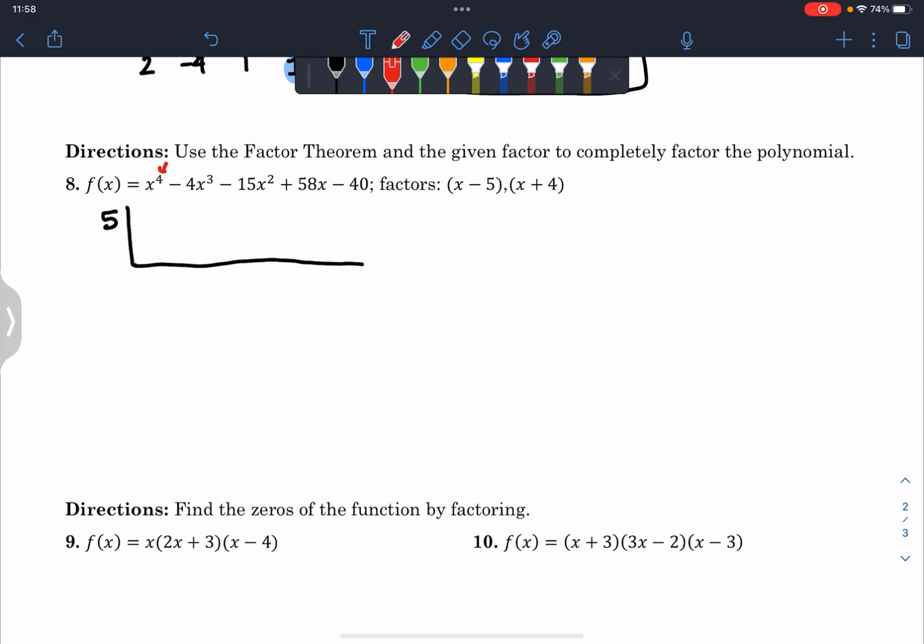And since we have x to the fourth power, there has to be x to the third, and x to the second, and x to the first, and then x to the 0 power, your constant. And every single one of these numbers are accounted for. The coefficient of x to the fourth, since there's no number there, is understood to be 1. And then the coefficient of x to the third is negative 4, negative 15x to the second, positive 58x to the first, and negative 40x to the 0 power. So we're going to bring our answer down, the first number down, and we start multiplying and adding.